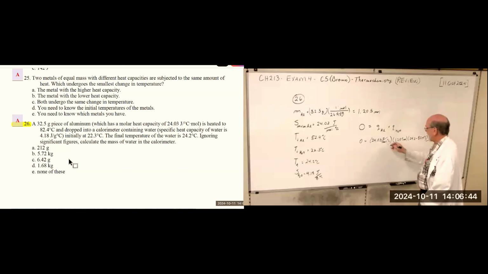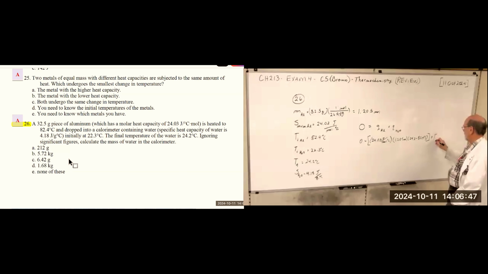Okay? That's for the aluminum. Now for the water, we have, let's see, 4.18. I'm going to leave the units out because I'm running out of room. And the mass of water is unknown. That was the question. And delta T for water would be 24.2 minus 22.3. There you go. All the thinking's been done. The rest is number crunching.